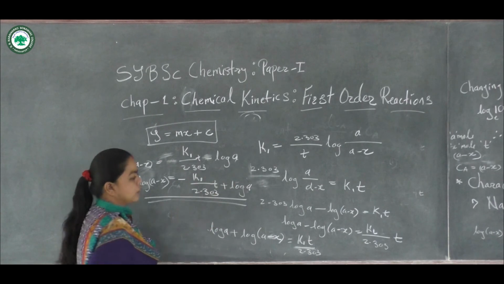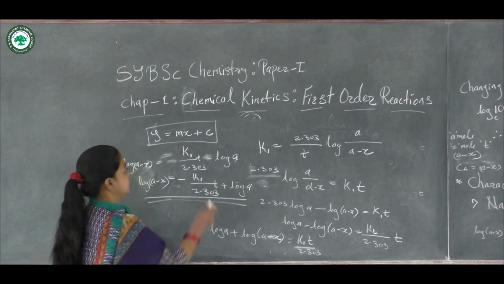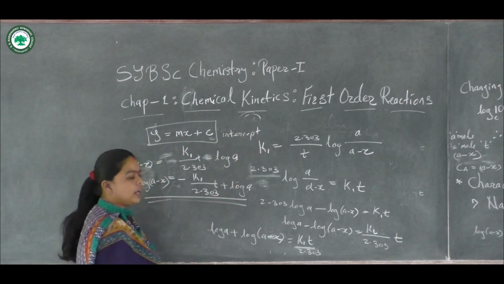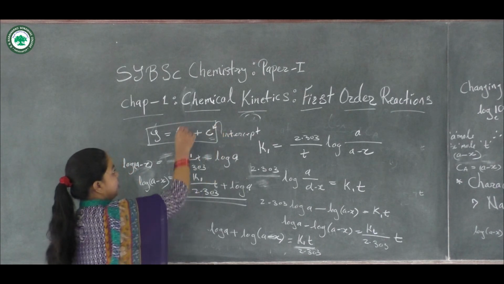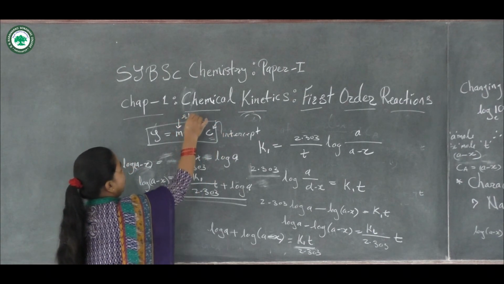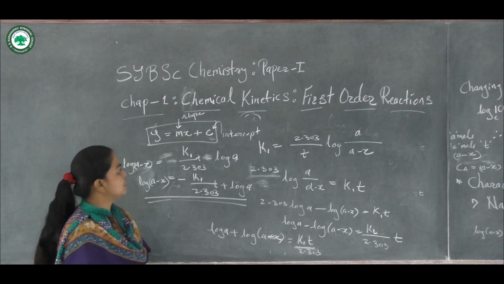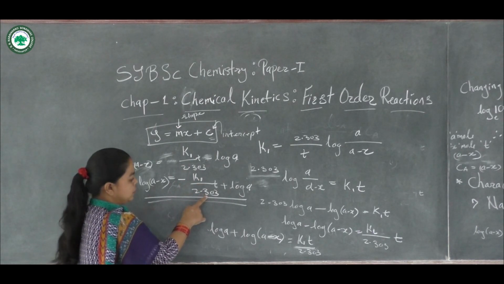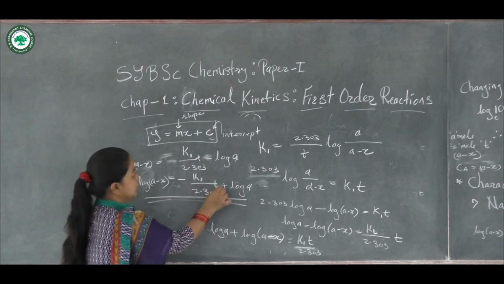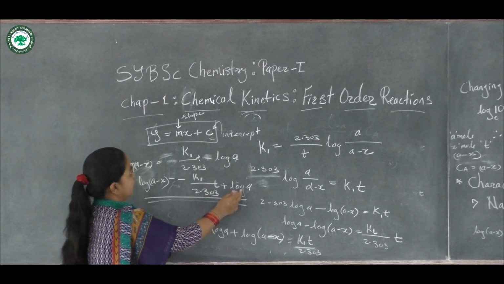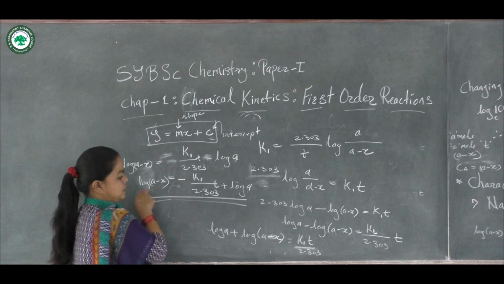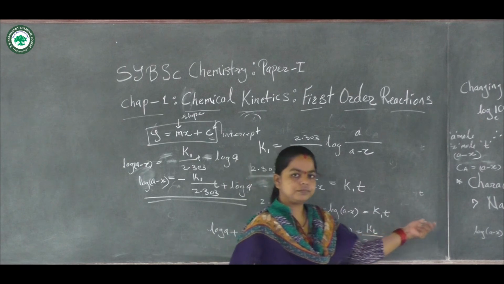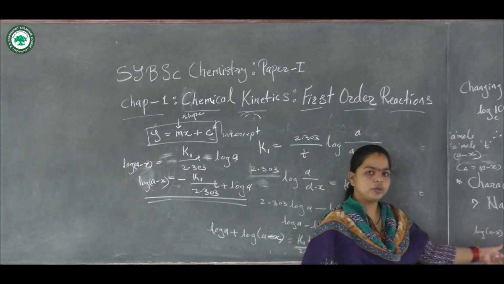Now if we plot this, c is the intercept of the straight line equation, and m is the slope of the graph. The value of m is minus k1 upon 2.303 in this equation, the value of c is log a, and y equals log of a minus x. So we can plot the graph here. The graph is shown here.